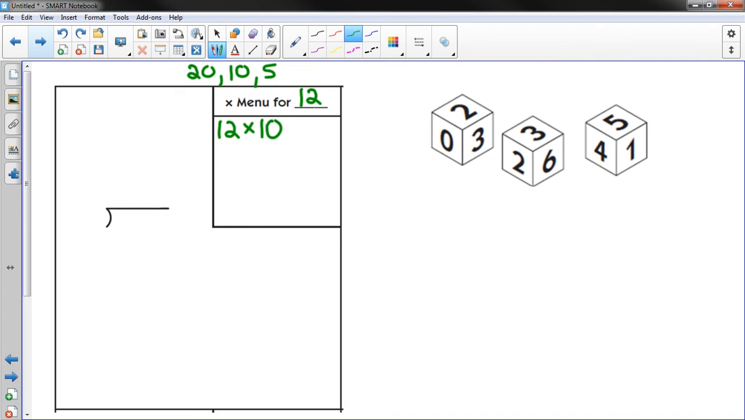I'm going to start with 10 because I know that's pretty easy. That's just 120. Well, 5 is half of 10, so the answer to 12 times 5 is half of 120. That's 60. And the answer to 12 times 20 is just doubling the 12 times 10 problem. So that's 240.